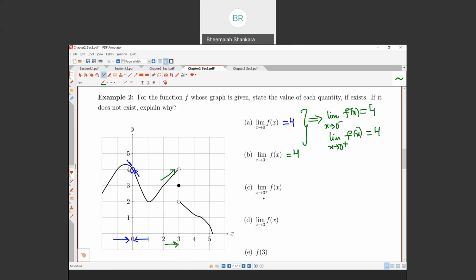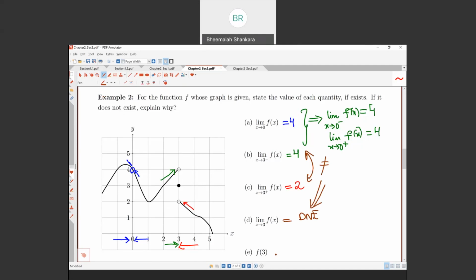Next, limit x approaching 3 plus of f of x. So moving towards 3 from the right, you see the value of the limit is approaching 2. So you're going to write this as 2. Next, x approaching 3 of f of x, which means you read the left-hand limit and the right-hand limit. You see that they are not the same. So your answer is does not exist, because the left-hand limit and right-hand limit are not the same.